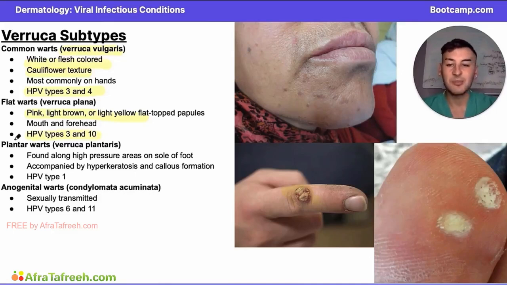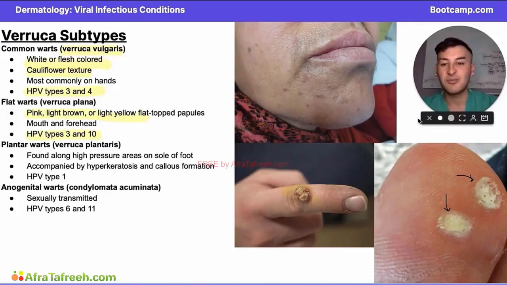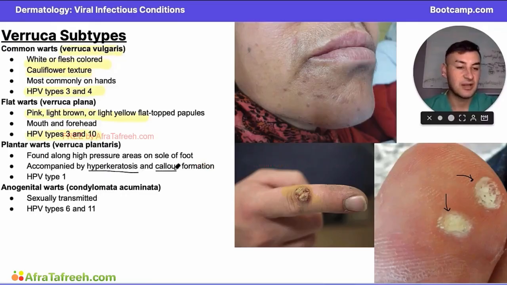Next, we have our plantar warts, which are going to be happening down here on the soles of the feet. These occur in areas of high tension/friction. So think like the balls of your feet, the areas that get a lot of pressure. They're going to be accompanied by a lot of hyperkeratosis and callus formation. And these are due to HPV type 1.